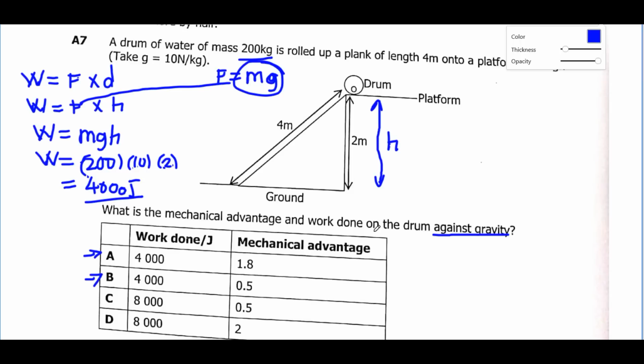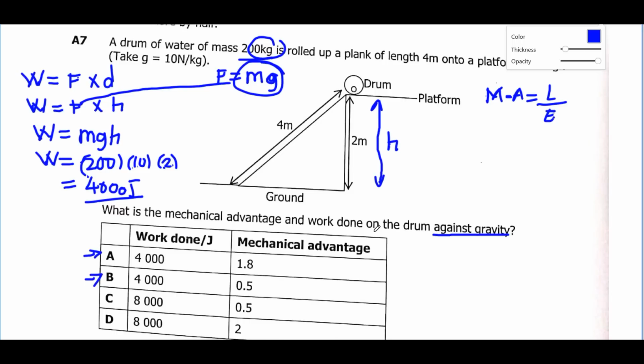Now, what of mechanical advantage? So we know that mechanical advantage can be found by load over effort. So we can find the load since we have this mass, but effort is not given. At least if it was, maybe if we are given efficiency, we could find mechanical advantage using efficiency. Now efficiency is not given. Then what else do we have here?